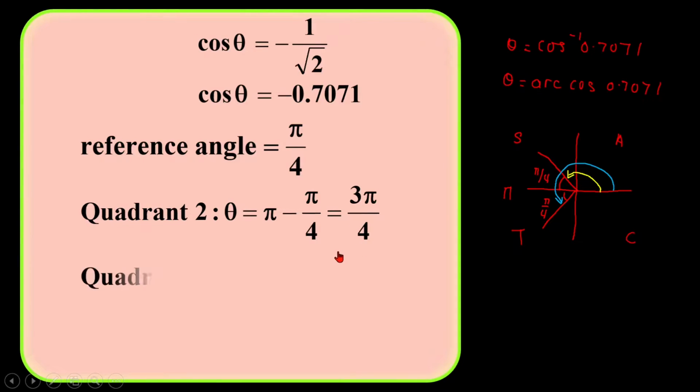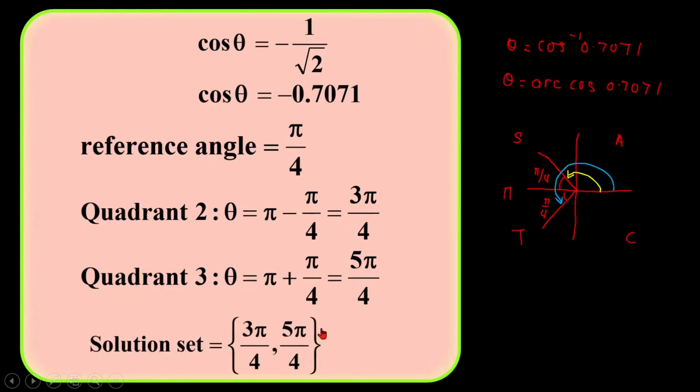For the third quadrant, because it's from 0 until here and pi over 4 is included, which means we are going to take pi plus pi over 4, and that will give me 5 pi over 4. So my answer is out.